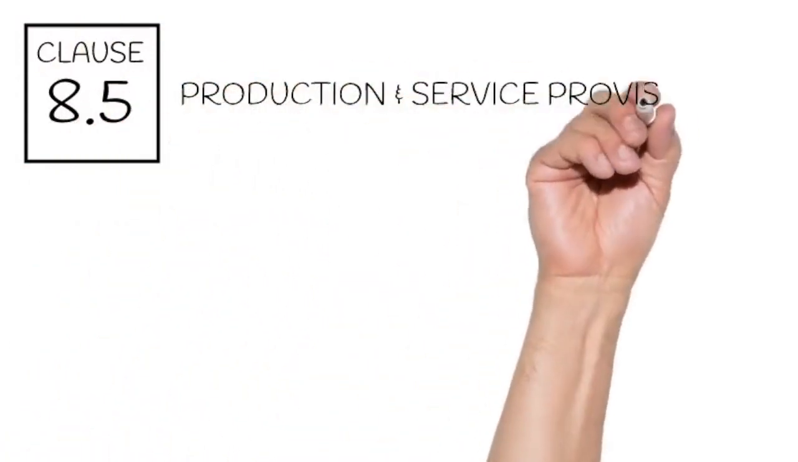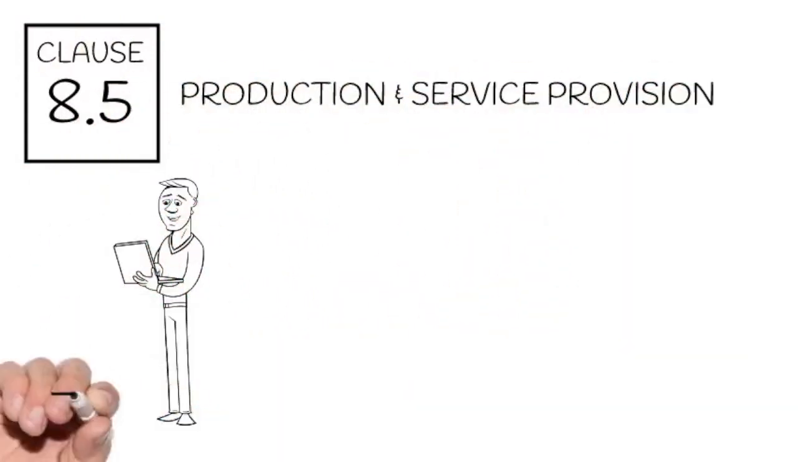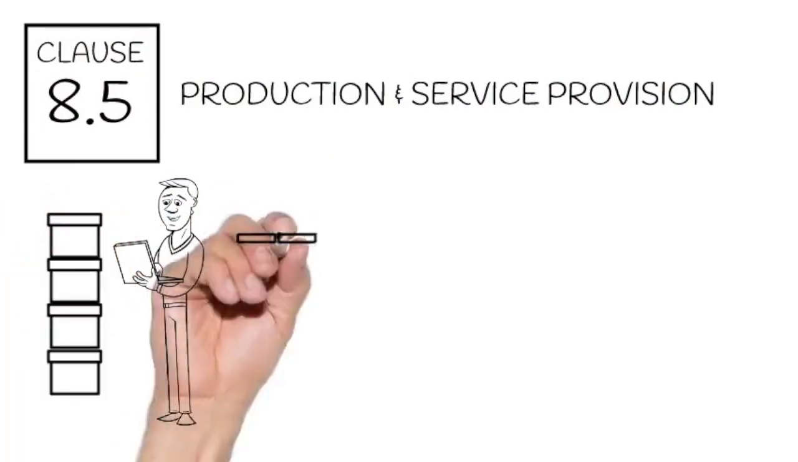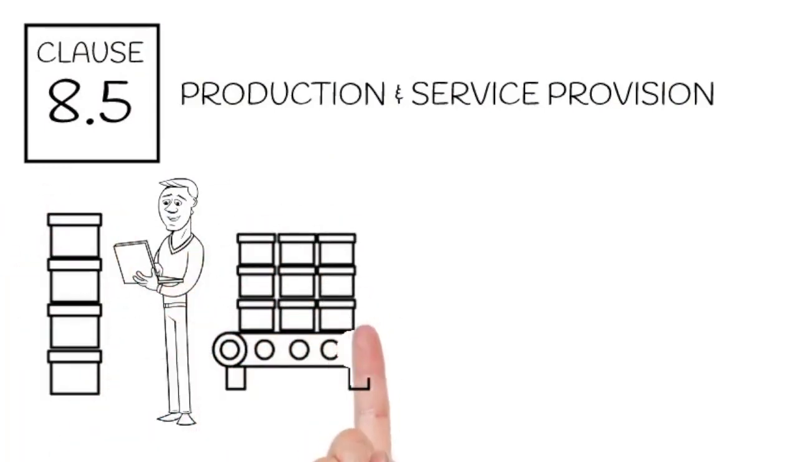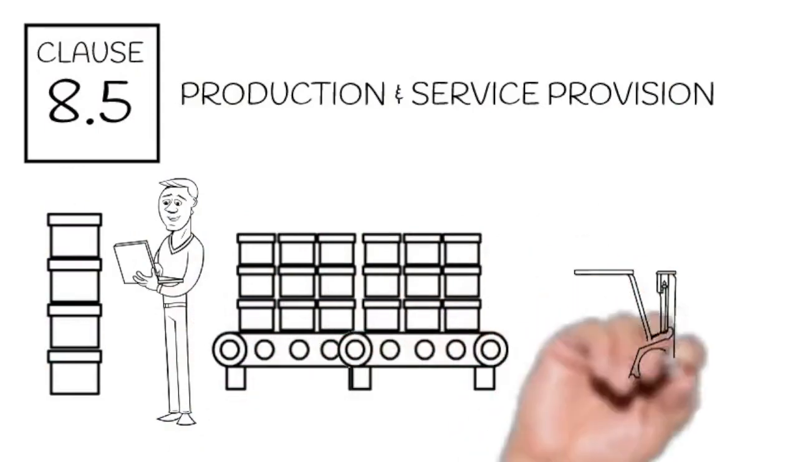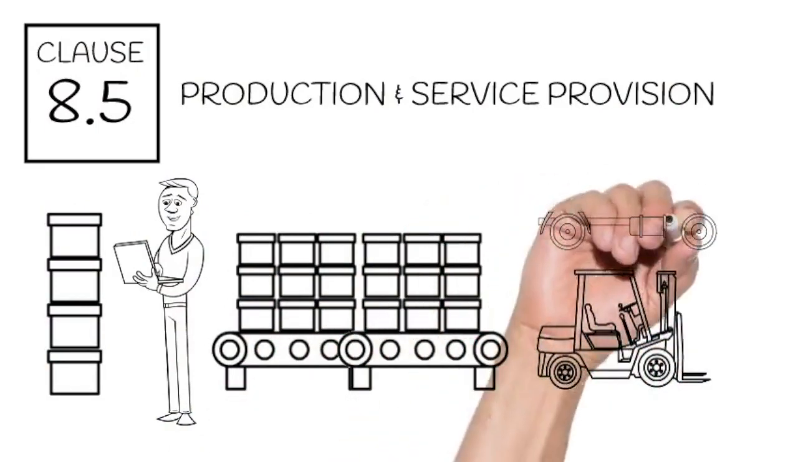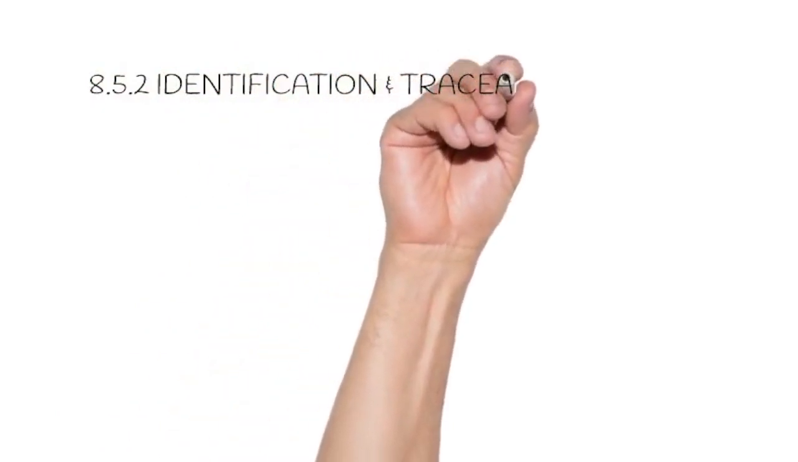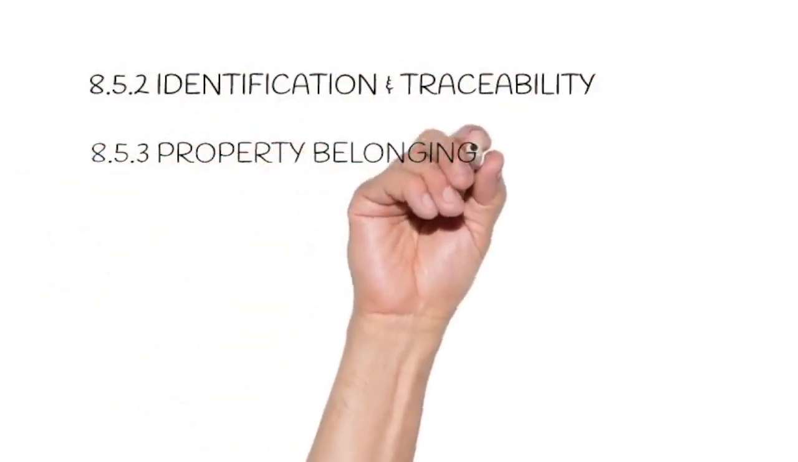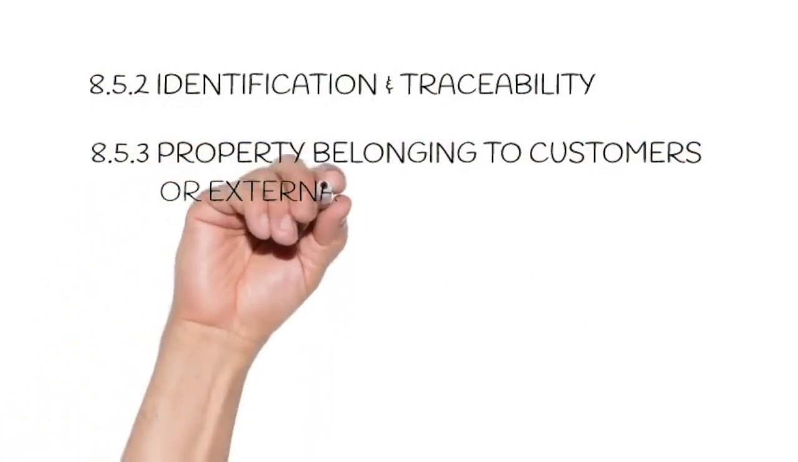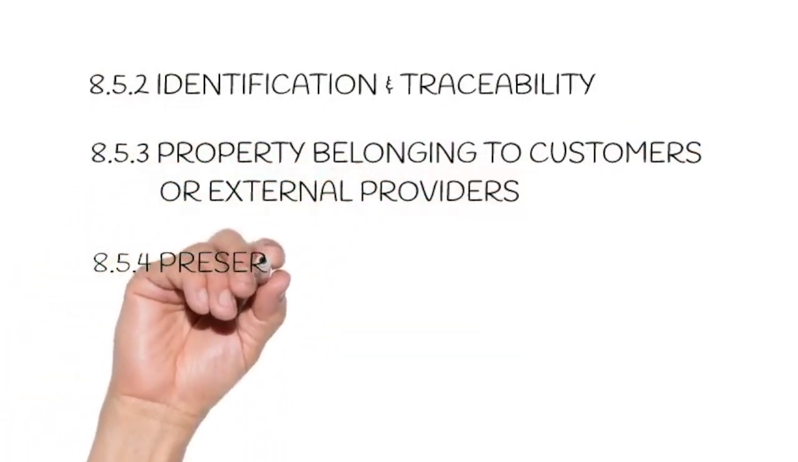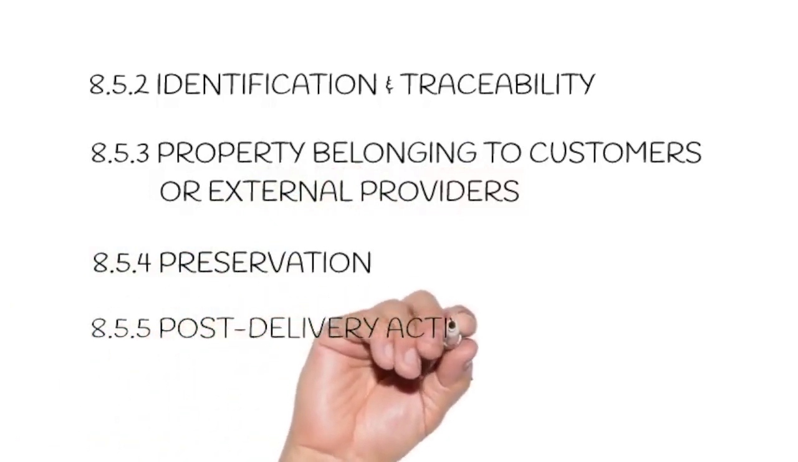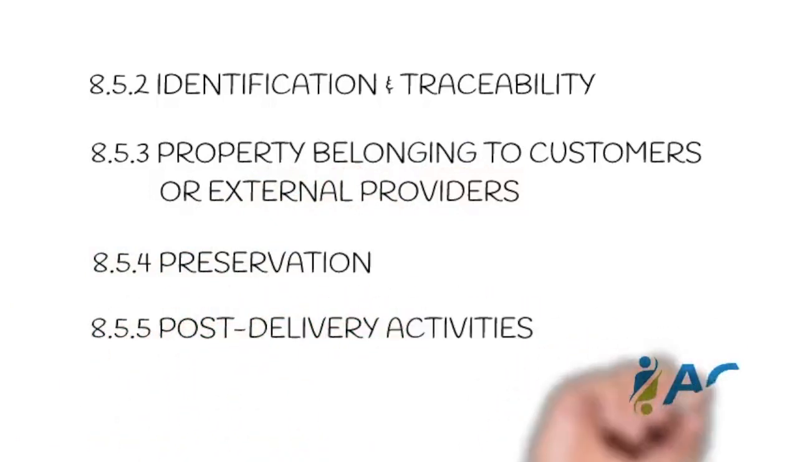Clause 8.5, Production and Service Provision, provides a list of control requirements that you may use, if applicable to your business. Identify and control all operation processes. Show the interaction of these processes with other processes. The organization shall implement production and service provision under controlled conditions. In addition to this, Clause 8.5 also looks into identification and traceability, property belonging to customers or external providers, preservation and post-delivery activities, and lastly, control of changes to ensure the continuity of conformity to the requirements.